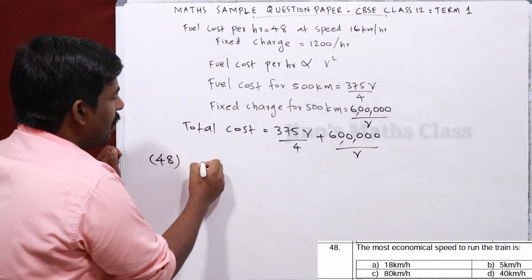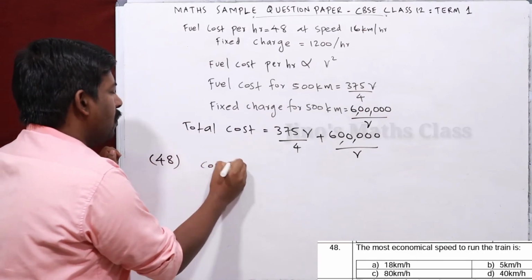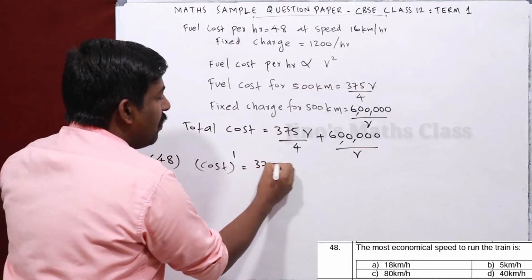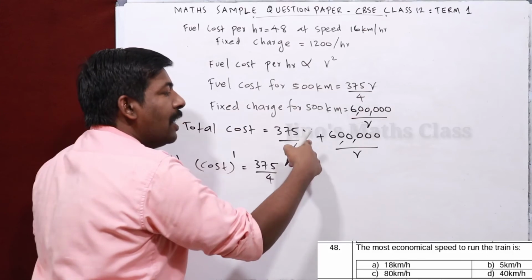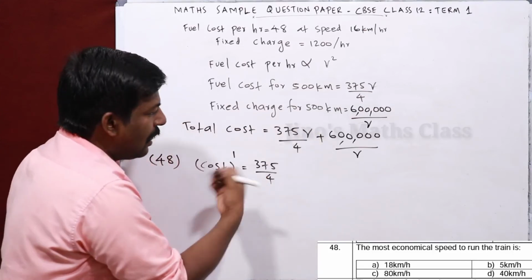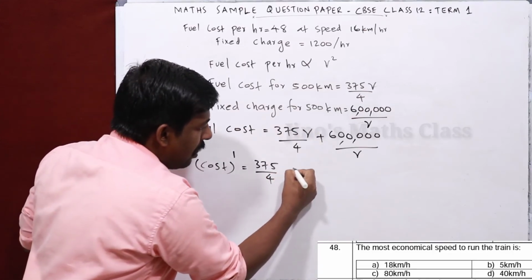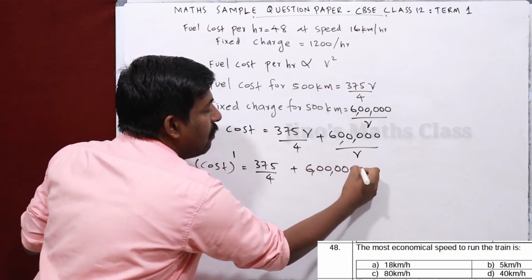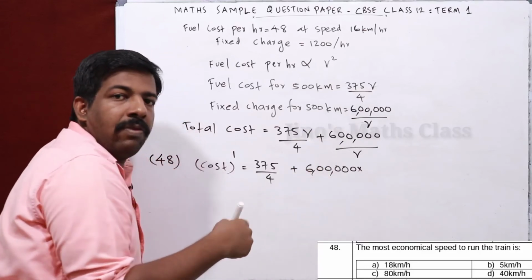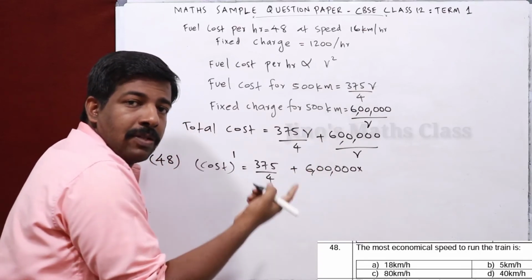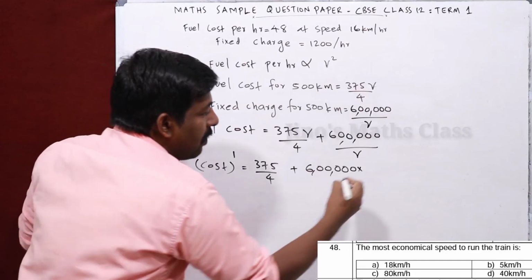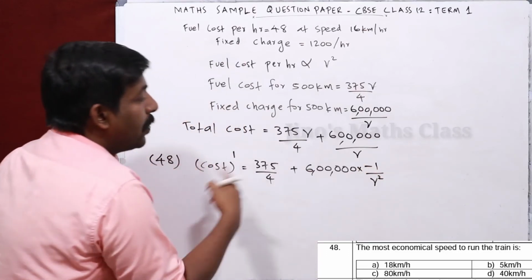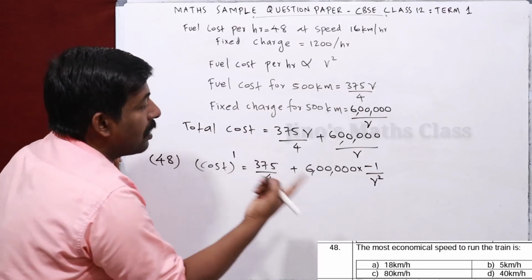At the time we can say derivative of cost function, C dash, that is equal to 375 by 4 into derivative of v with respect to v, that is 1 only, plus 6 lakh into derivative of 1 by v. We know derivative of 1 by x is minus 1 by x square, so here we are getting negative 1 by v square. Now we will equate this to 0 for finding the value of v.